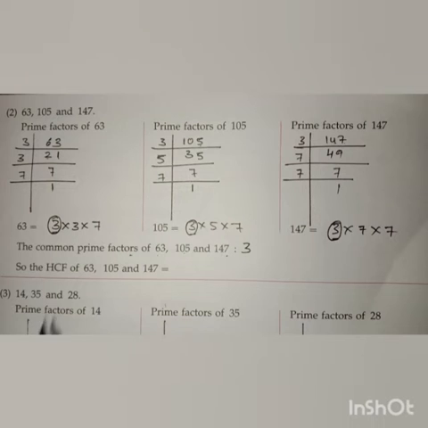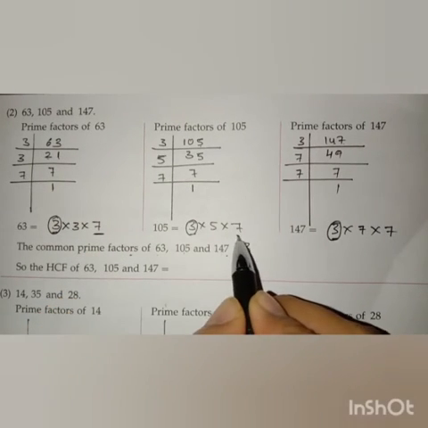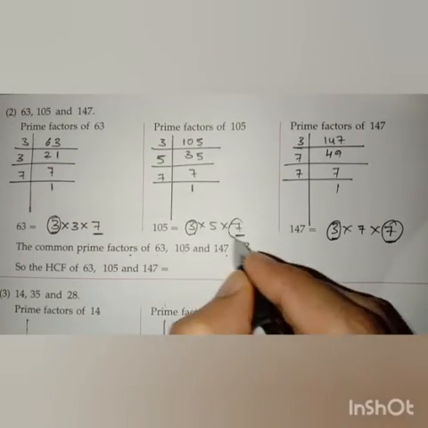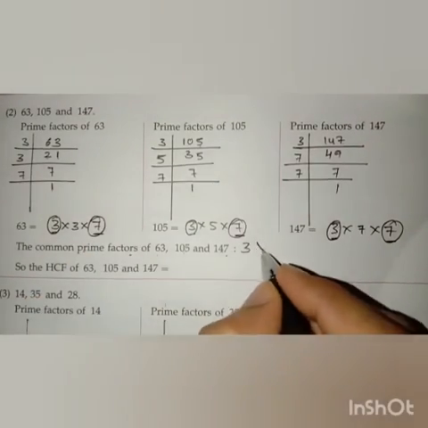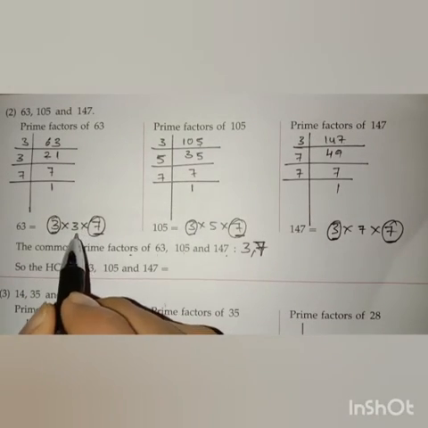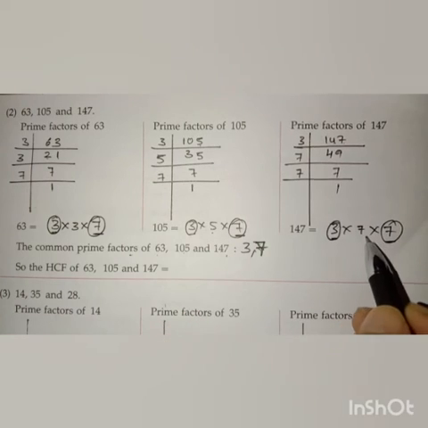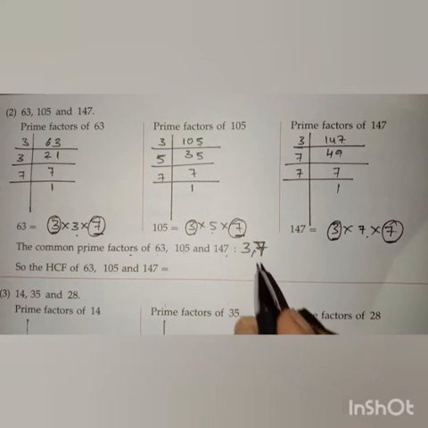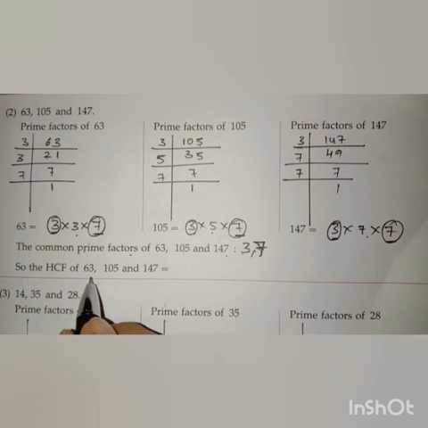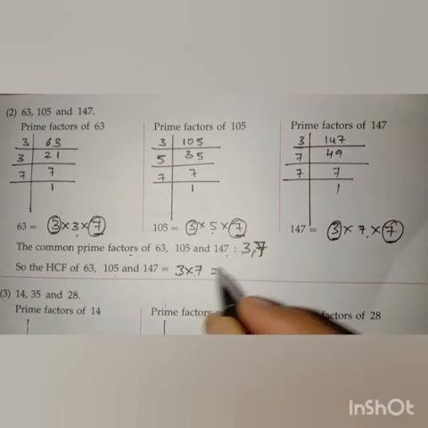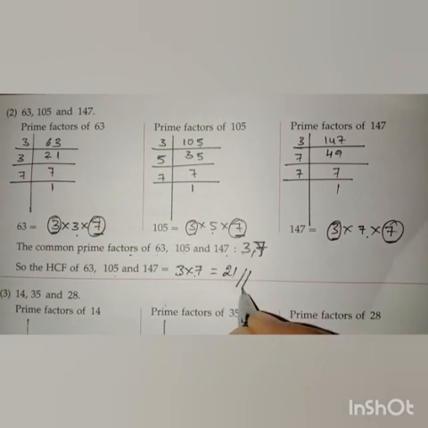Next, which is the common factor? Here we have 7. In this also we have 7. And in this factor also we have 7. So the second common factor is 7, right? Yes. Next, here we have 5, but here and here we don't have 5. So it is not common, right? Yes. So the common factors are 3 and 7. So the HCF of 63, 105, 147 is 3 into 7. So 3 sevens are 21 is the HCF of 63, 105, and 147.